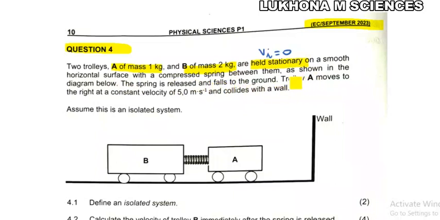Trolley A moves to the right at a constant velocity. Therefore, the velocity of trolley A after, that is the final velocity in this case, or we can just say the velocity of A after they are released, is 5,0 meters per second to the right. Okay, and it collides with the wall, which means A will collide with the wall.